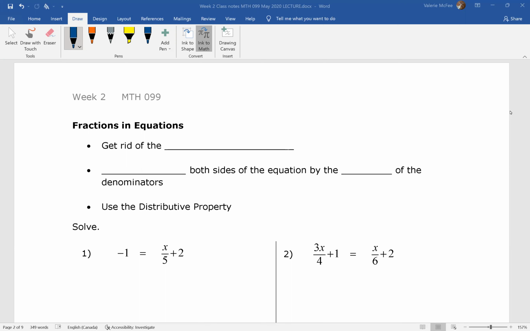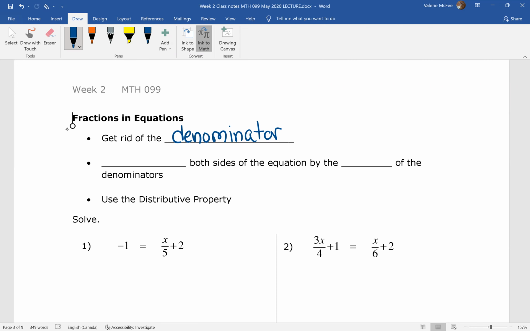So we're going to continue with solving equations in this lecture, but we're going to look at fractions in equations. People often have difficulty with fractions, and especially now that we're not using calculators, we need some strategies to get rid of those fractions. So the thing we want to do is to get rid of the denominator, right? If we didn't have a denominator, we wouldn't have a fraction. And we can do that by multiplying both sides.